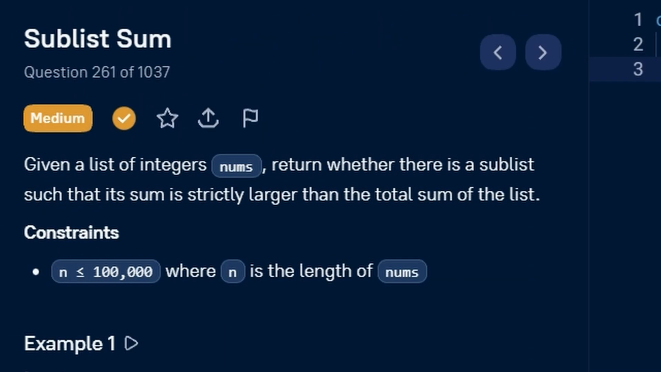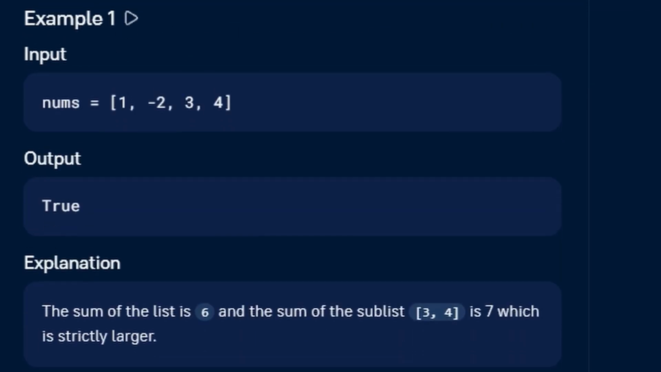Medium, sublist sum. Given a list of integers nums, determine whether there is a sublist such that its sum is strictly larger than the total sum of the list. In the first example, we have a list called nums with the values 1, -2, 3, 4. The output is true because the total sum of the list, 1 plus -2 plus 3 plus 4, is 6, and the sum of the sublist, specifically 3 and 4, is 7, which is strictly larger.